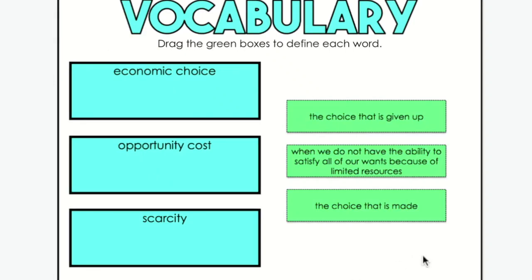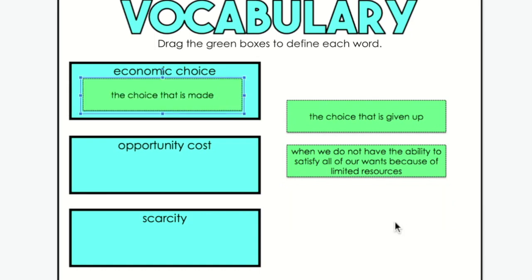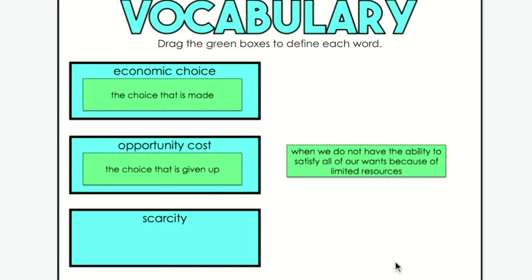Our last vocabulary words are economic choice, opportunity cost, and scarcity. Economic choice is the choice that is made. So, for example, if you're trying to decide if you should buy a stuffed animal or a video game, you have an economic choice, and what you choose is your choice. The opportunity cost is the choice that you give up. If you choose the video game, your opportunity cost is the stuffed animal. It's what you gave up.